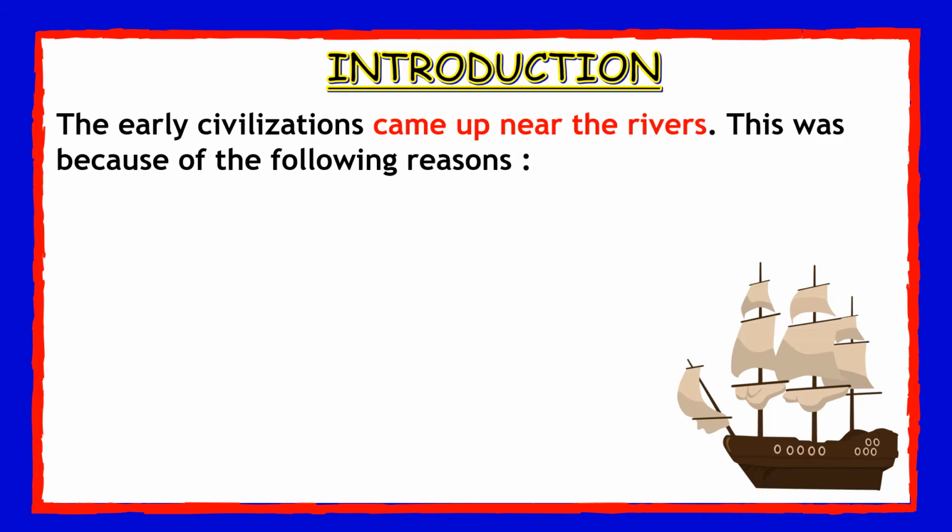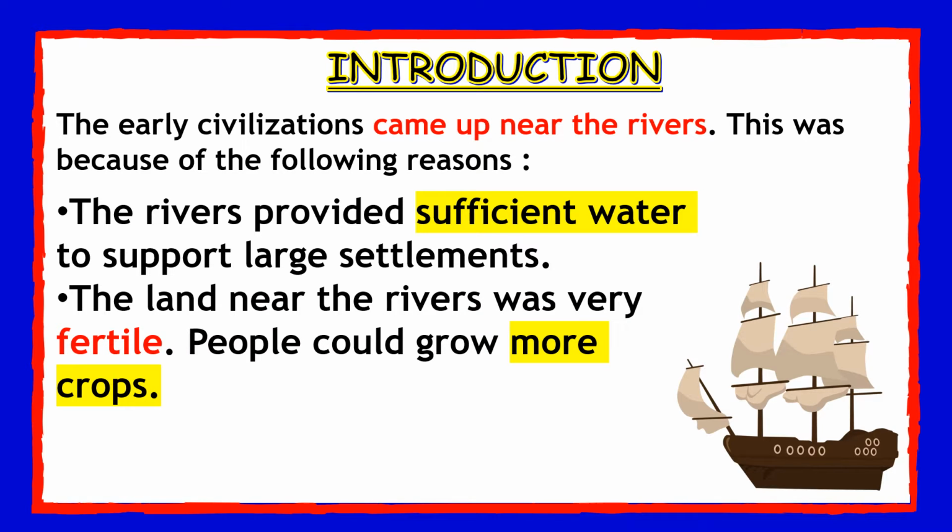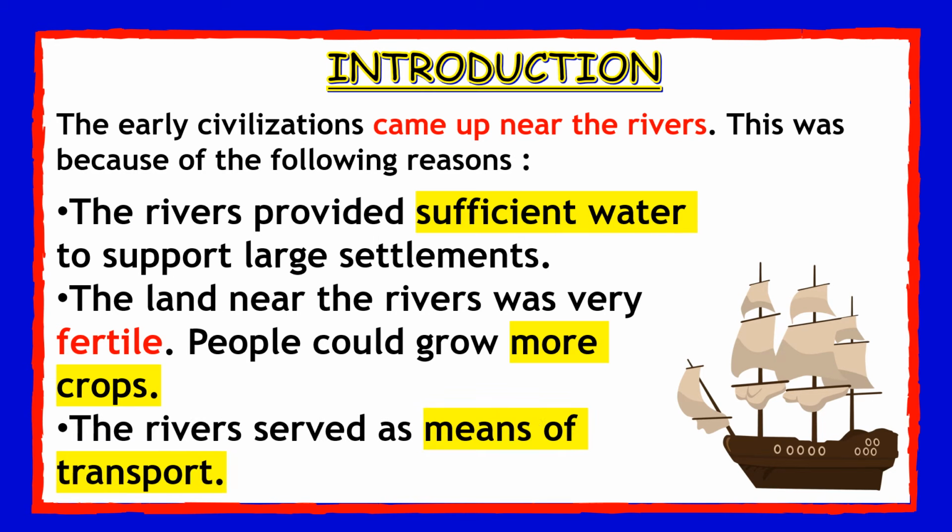Introduction. The early civilizations came up near the rivers. This was because of the following reasons. The rivers provided sufficient water to support large settlements. The land near the rivers was very fertile, so people could grow more crops. The rivers served as means of transport.